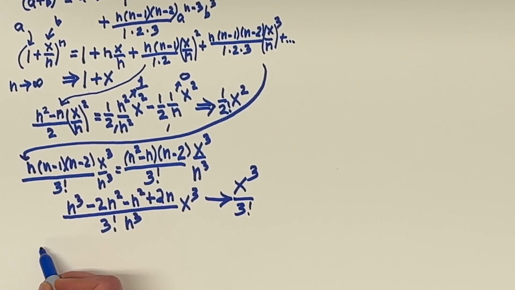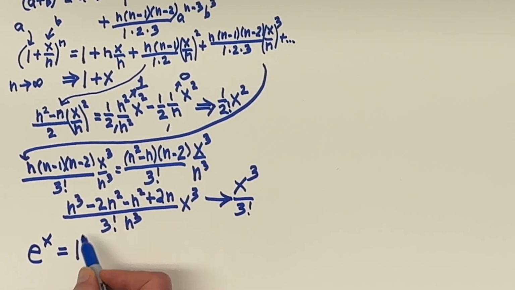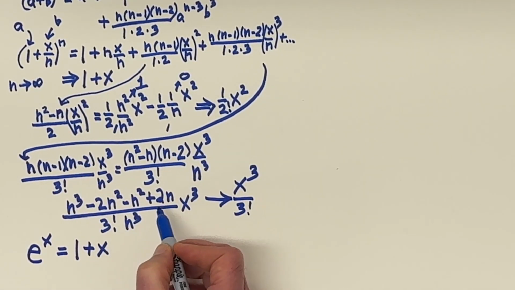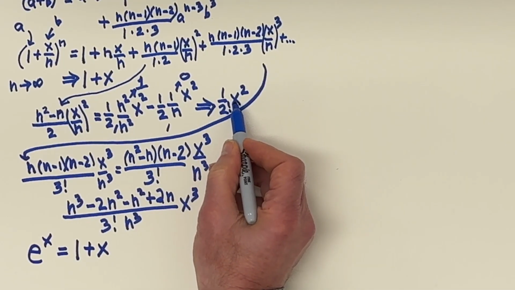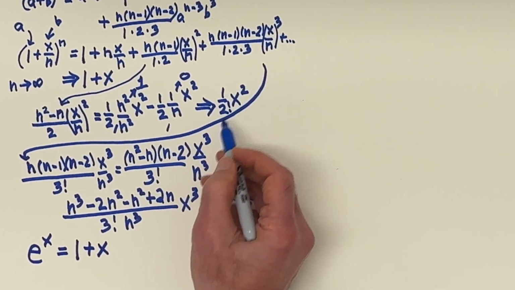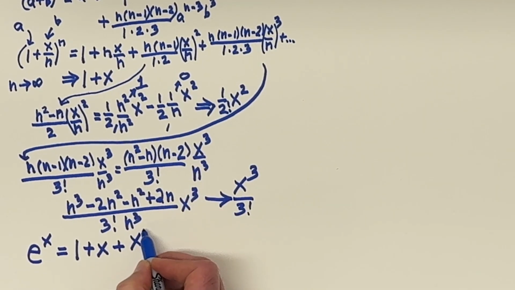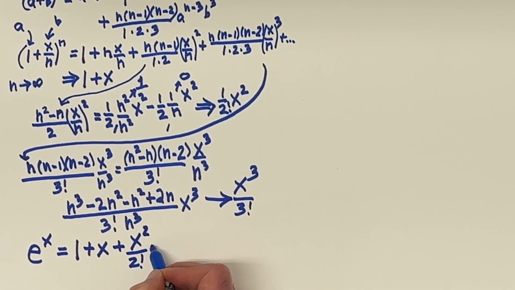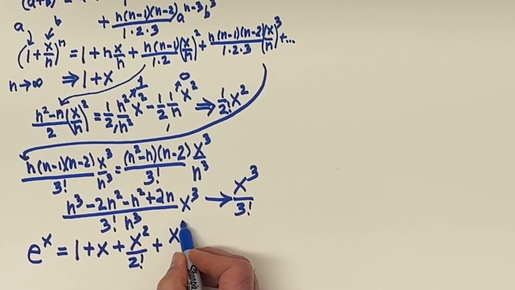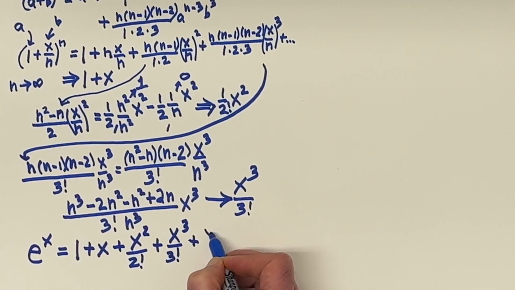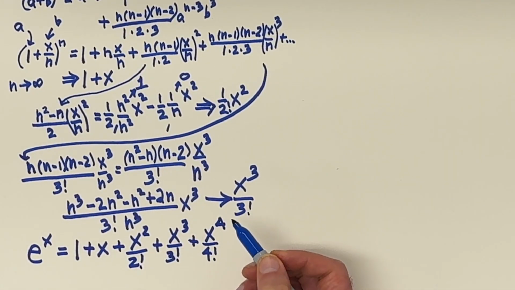So if we summarize what we have so far for e to the x, we would have 1 plus x, then plus 1 over 2 factorial times x squared. And then the third term would be x cubed over 3 factorial. I think you could see the pattern here. You would get x to the 4th over 4 factorial for the next one.